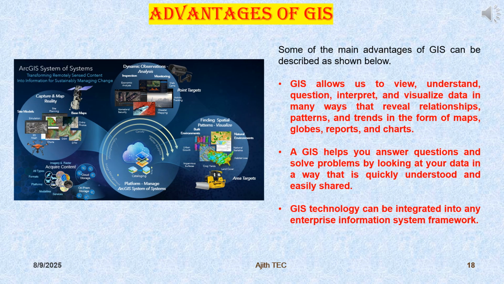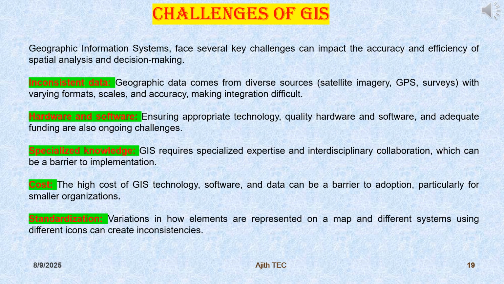Advantages of Geographic Information System. Some of the main advantages of GIS can be described as shown below. GIS allows us to view, understand, question, interpret, and visualize data in many ways that reveal relationships, patterns, and trends in the form of maps, globes, reports, and charts. A GIS helps you answer questions and solve problems by looking at your data in a way that is quickly understood and easily shared. GIS technology can be integrated into any enterprise information system framework. Challenges of Geographic Information System.